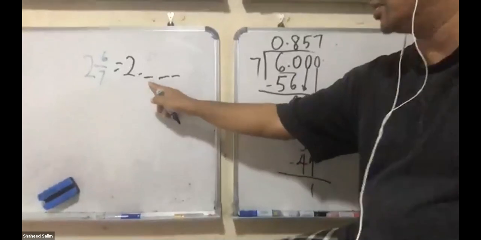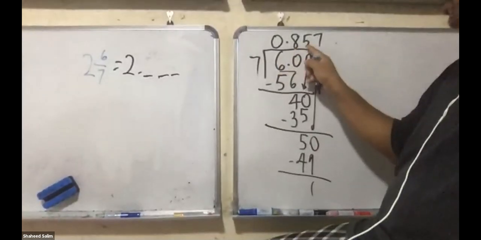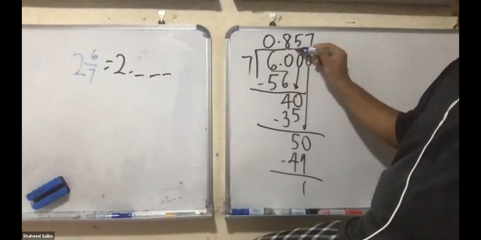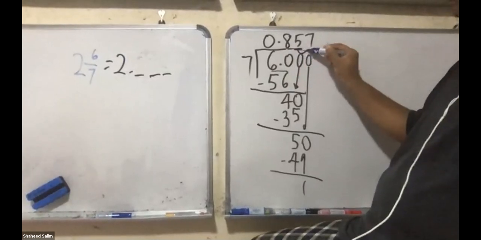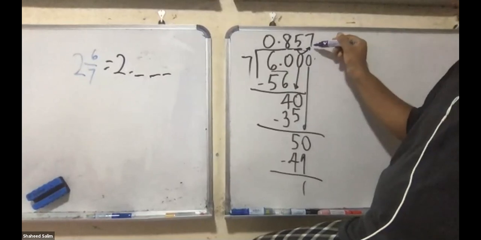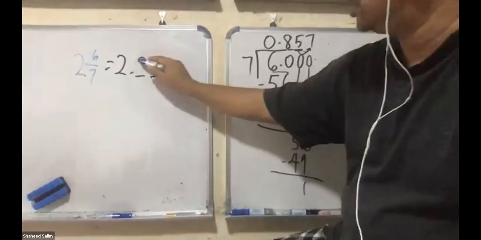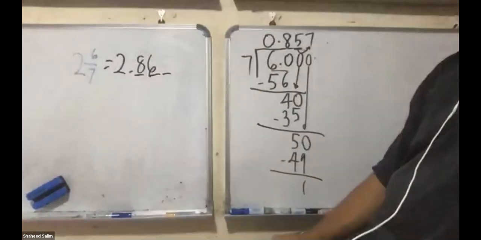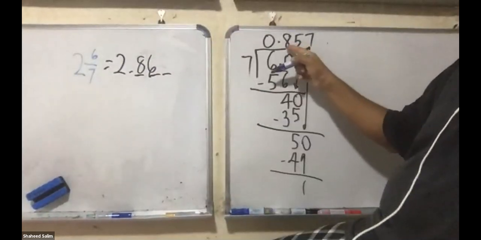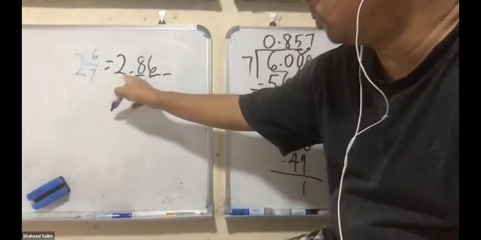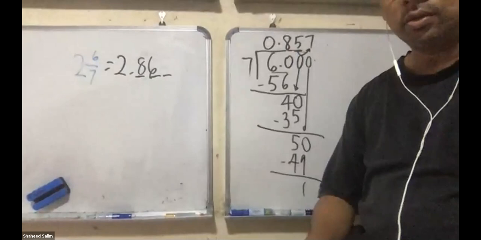For 2 decimal places, you must do until the third decimal place. So 8, 5, 7. We stop here and look at this one. This is more than 4, so you must add 1 here. So 8, 6. This becomes 0.86. The 2 is in front, so 2.86. But Hannah, can you?